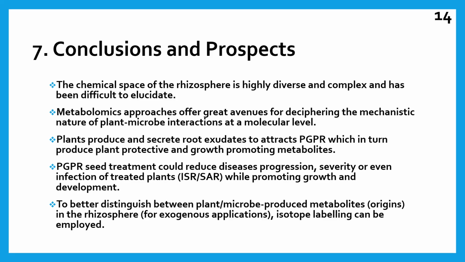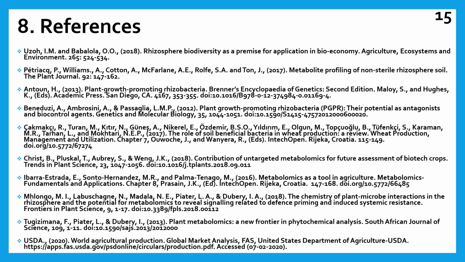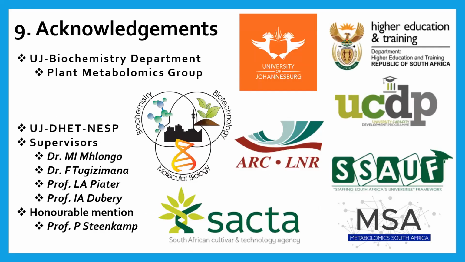So at the moment, we are able to see the profile of the rhizosphere itself, but we are not completely certain to which degree some of the metabolites are produced by the microbes and to which degree some of the metabolites are produced by the plant. So if we're able to get to a point where we can discern that, then we can do a better job at engineering the rhizosphere for the benefit of the plants or the crops. So that is my presentation for today. I thank you very much for your time.